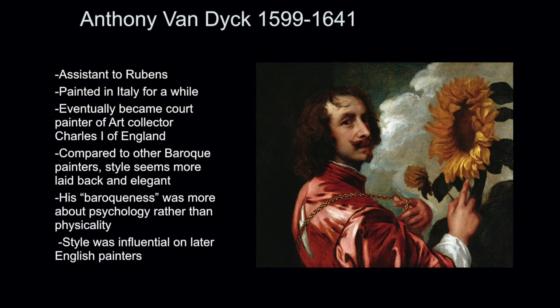Okay, that's it for Rubens. Part 2 will be all about Anthony van Dyck and his time painting for Charles I. And we might talk about how he has the coolest facial hair in history.